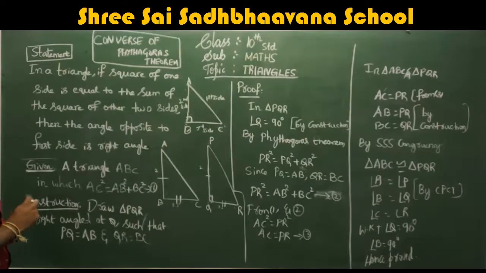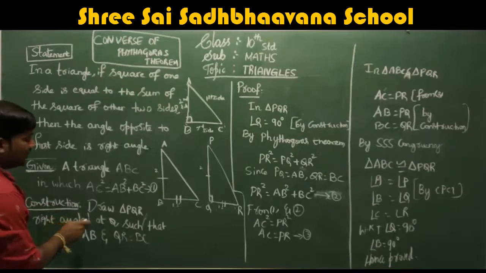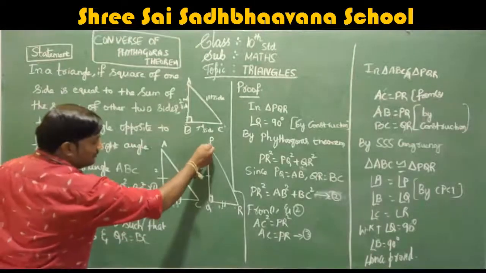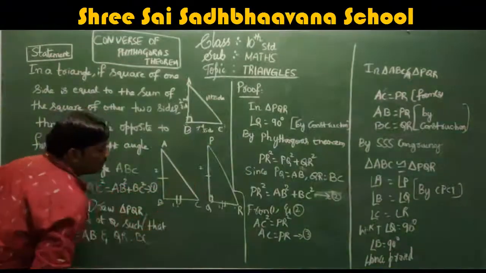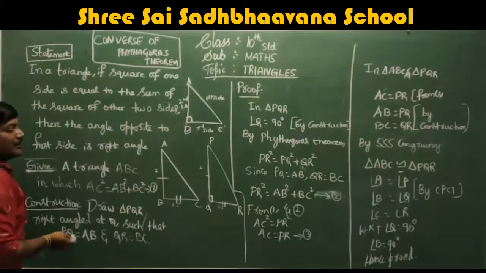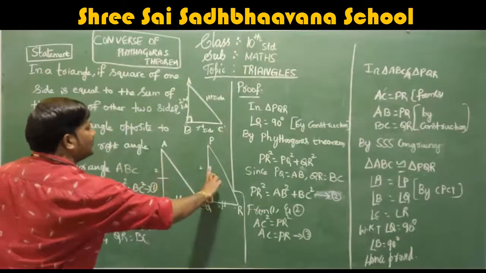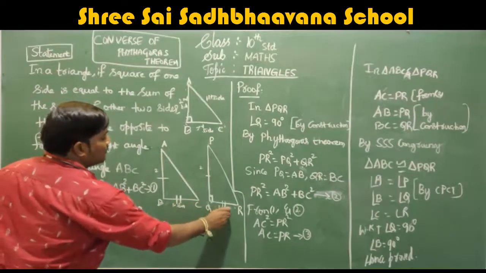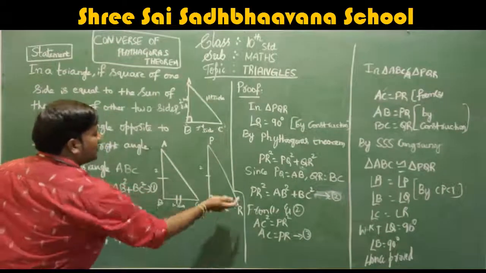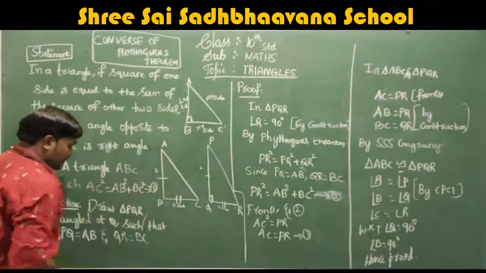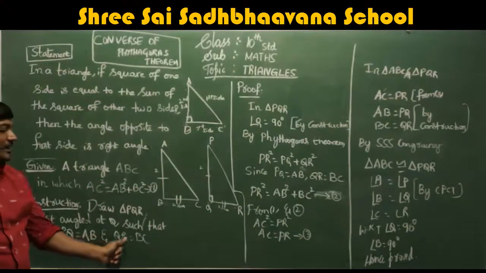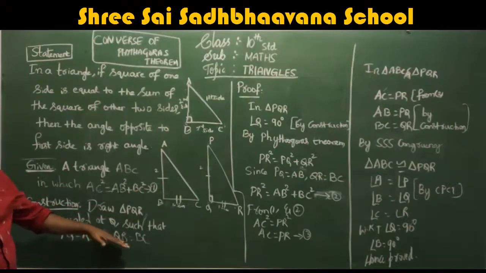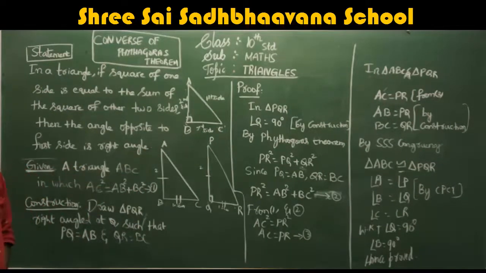Next, construction. We are constructing one more triangle PQR, and this triangle PQR is right angle at Q. While constructing only, we know that this is a right angle. It means angle Q is the right angle, and also the same length. For example, if AB is 2 centimeters, with the same 2 centimeters I constructed PQ, and with 1.5 centimeters as BC, the same 1.5 centimeters I constructed QR, and PR we don't know. Only these two are the same. Remember, PQ is equal to AB and QR is equal to BC. Like that, with the same measurements, we constructed triangle PQR.